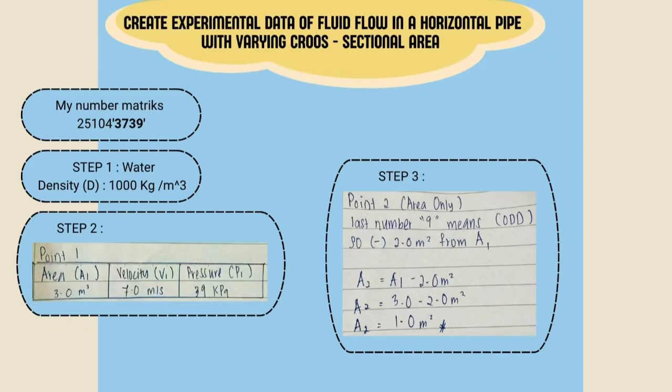In step 2, for 4.1, the area A1 is 3.0 square meters. Velocity is 7.0 meters per second and pressure is 79 kilopascal. Finally, for step 3, my last matric number digit is 9, which is an odd number, so I subtract 2.0 square meters from A1. So 3.0 minus 2.0 gives us the final area A2 of 1.0 square meters.